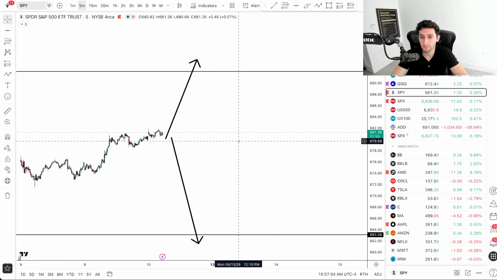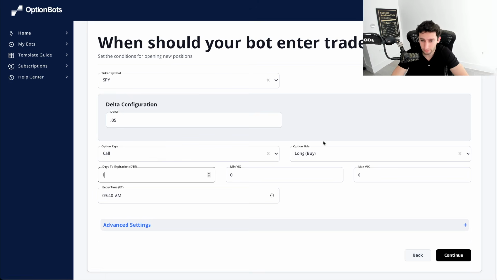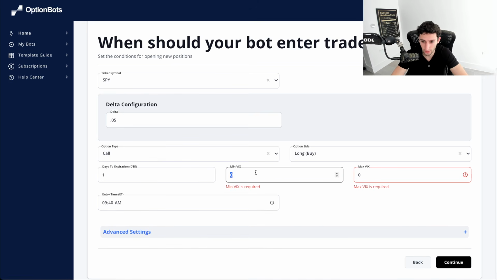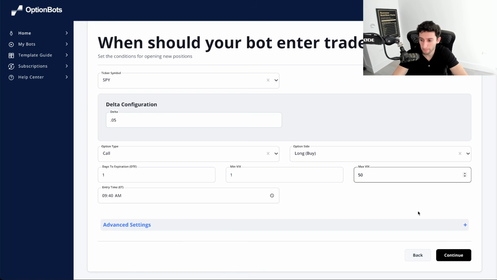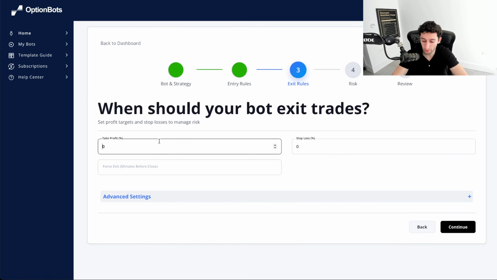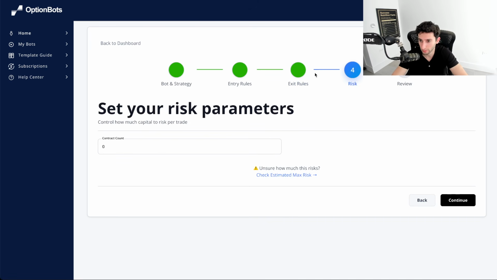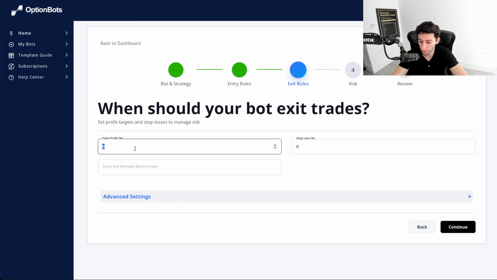So if I can add this in, we can just do it right now. 1 to 50, we can have a crazy take profit. We can do like a 400%. We can go like a 500%. Let me go back there. 500% take profit, no stop loss. Or stop loss is 0.